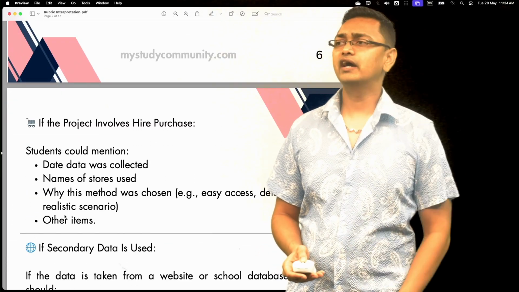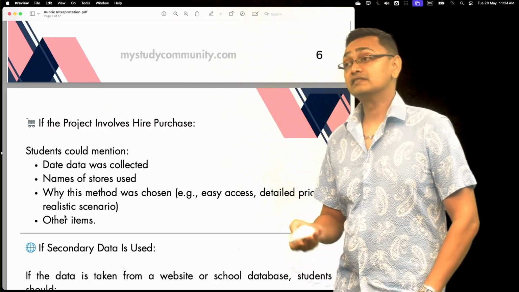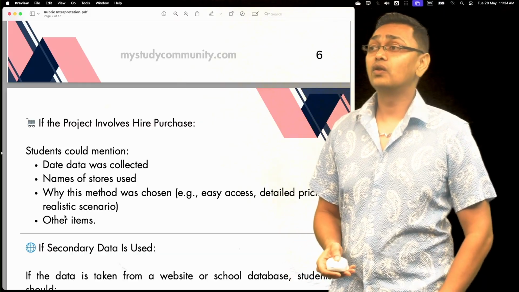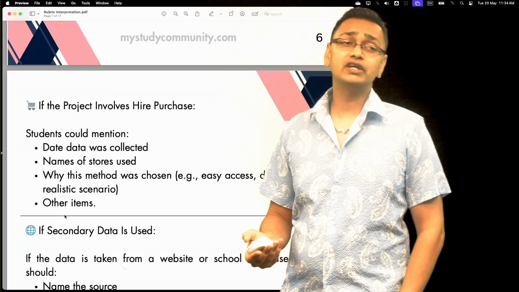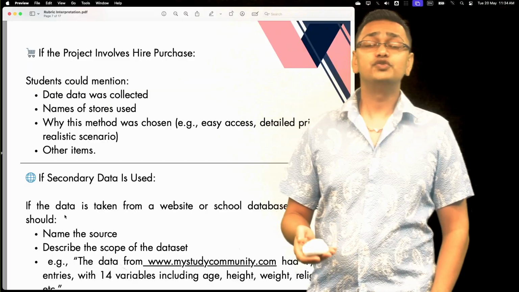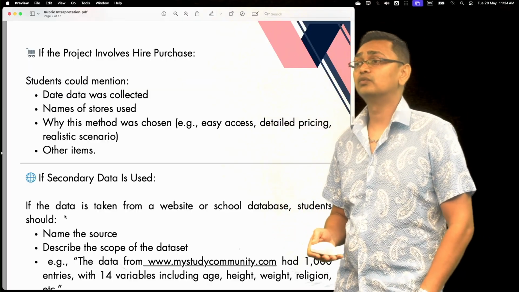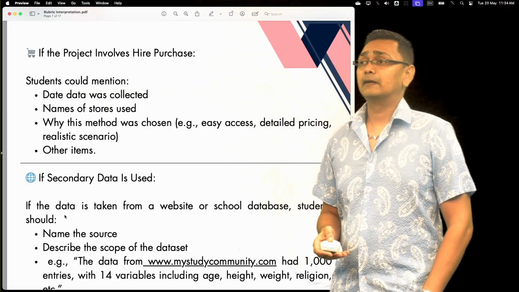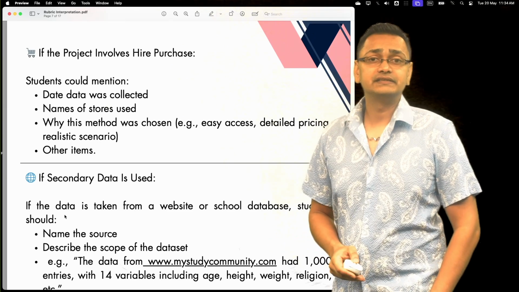Just some things for higher marks here, because this is something that we get asked a lot. So things you can include for higher marks: when the data was collected, the names of the stores that were visited, which part of the island, why you chose to have it, and different things, just different things.